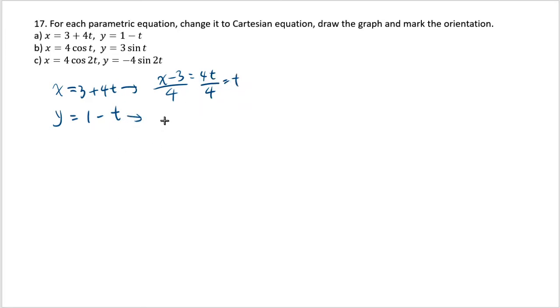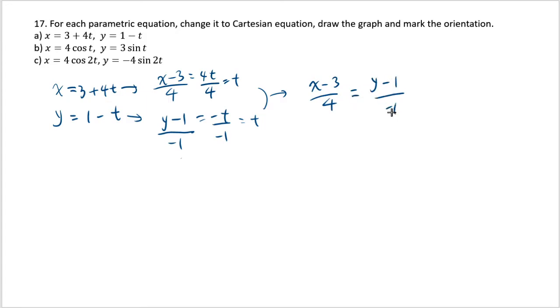And in this case, if you subtract 1 and divide it by -1, then you get t. So since these two are both equal to t, I end up with this equation where now t is gone. And from here, I actually know what the equation should be just by cross multiplying.